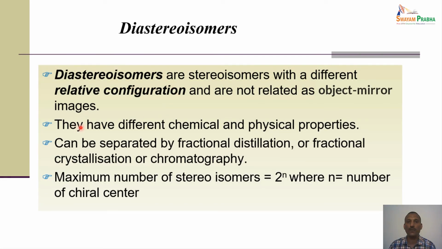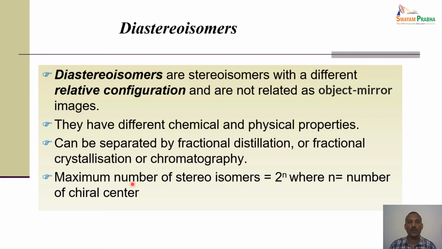The other major difference is the different chemical and physical properties, because diastereomers are literally different compounds. They are not like enantiomers, they are not similar in other physical and chemical properties. Enantiomers differ only in optical rotation, whereas they have the same melting point, boiling point, density, and all other physical properties. In the case of diastereomers, they may have different chemical properties and different physical properties. And diastereomers can easily be separated by fractional distillation, fractional crystallization, or chromatography.